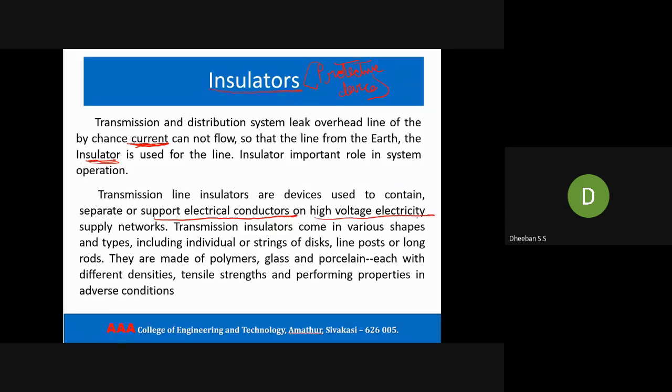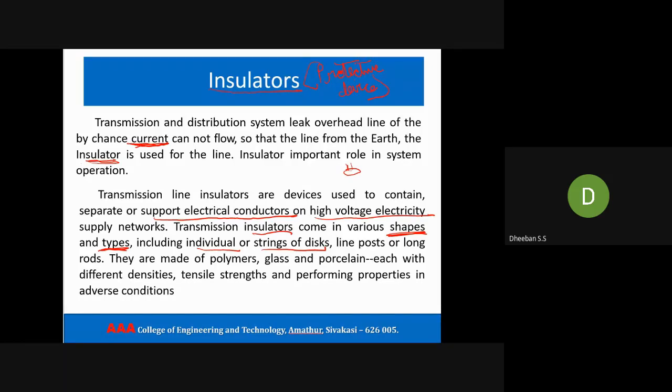For example, we might have seen in substations some ceramic disc-like structures. I'll be showing pictures of the insulator, so you'll get a clear-cut idea. These insulators will be of different shapes, based upon the application and the voltage level, including individual discs or strings of discs. I'll be explaining about this in the upcoming slides.